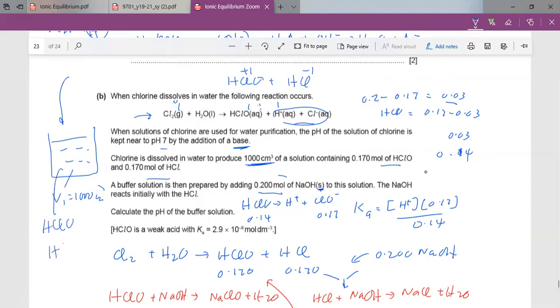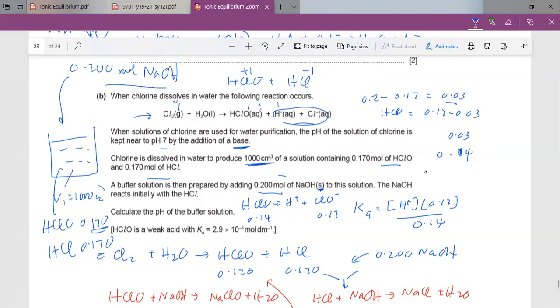HClO and HCl. This is 0.170, this is also 0.170 moles. Same moles, they tell you already. Now what do I put inside here? I put inside 0.200 moles of NaOH.